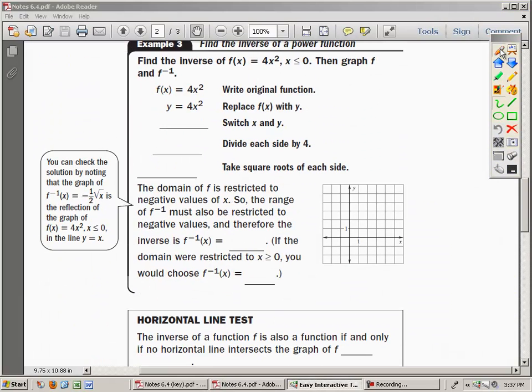All right, so let's find the inverse of this. Now, I want to kind of avoid this limiting the domain for right now.